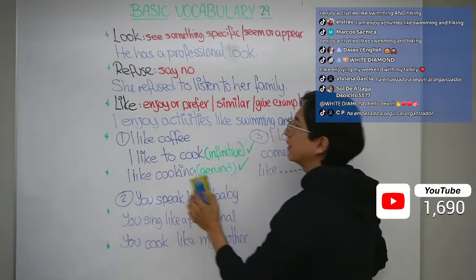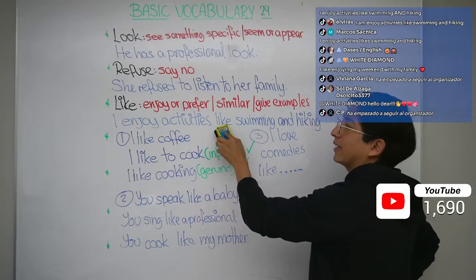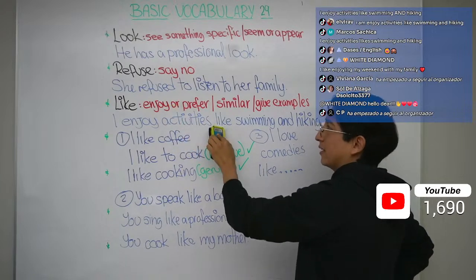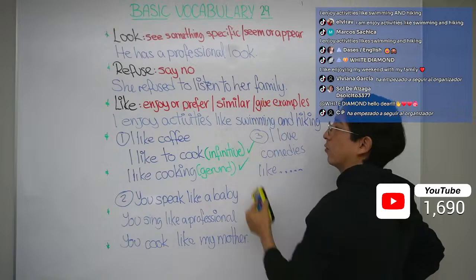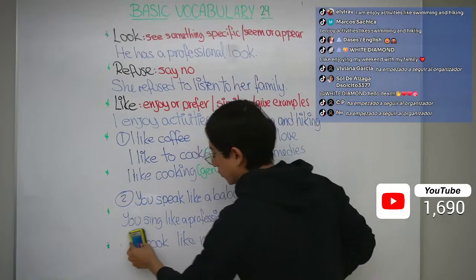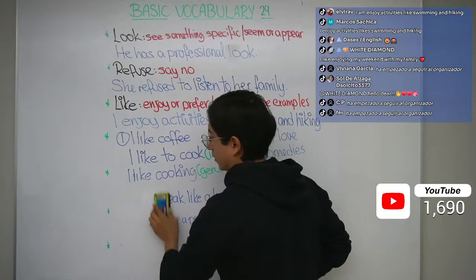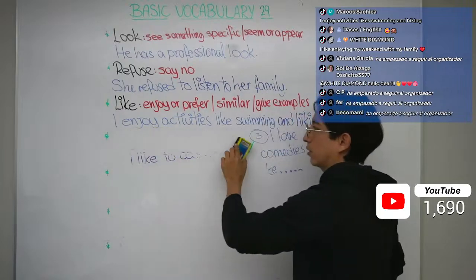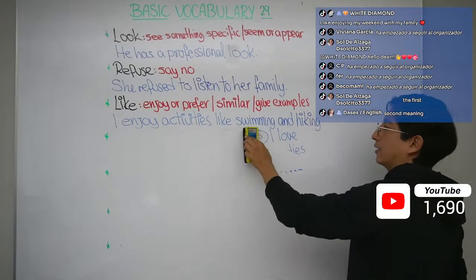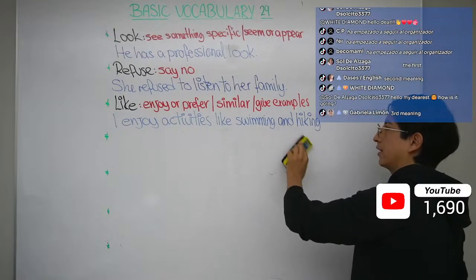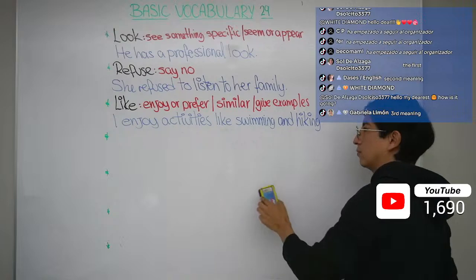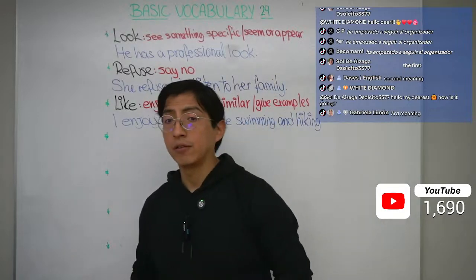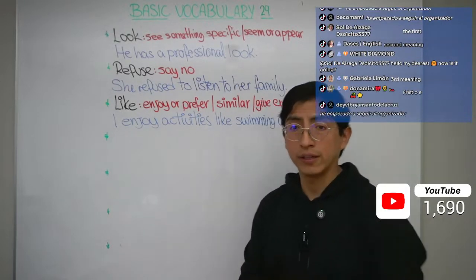Okay. Guys, like in this situation has the first meaning, the second meaning, or the third meaning. What do you think? What is the function or the meaning of like in that sentence? I enjoy activities like swimming and hiking. The first one, the second one, or the third one?